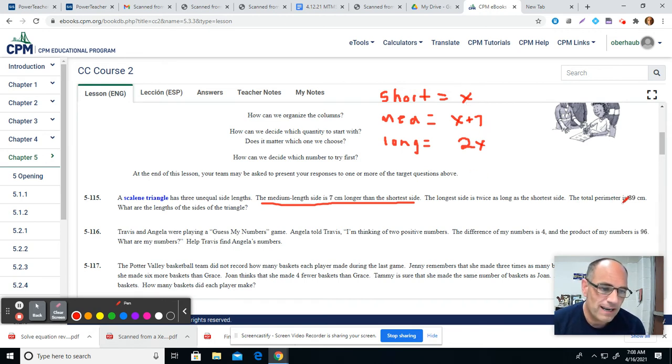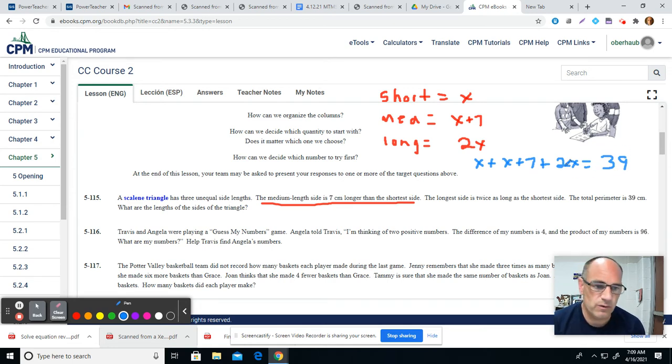I know the perimeter has to add up to 39. So if I take this plus this plus this, it has to equal 39. So that's going to be my equation. First side plus the second side plus the third side, and they all have to equal 39. So we're setting up an expression for each piece, and then I can add them all together, and I know the perimeter has to be 39.